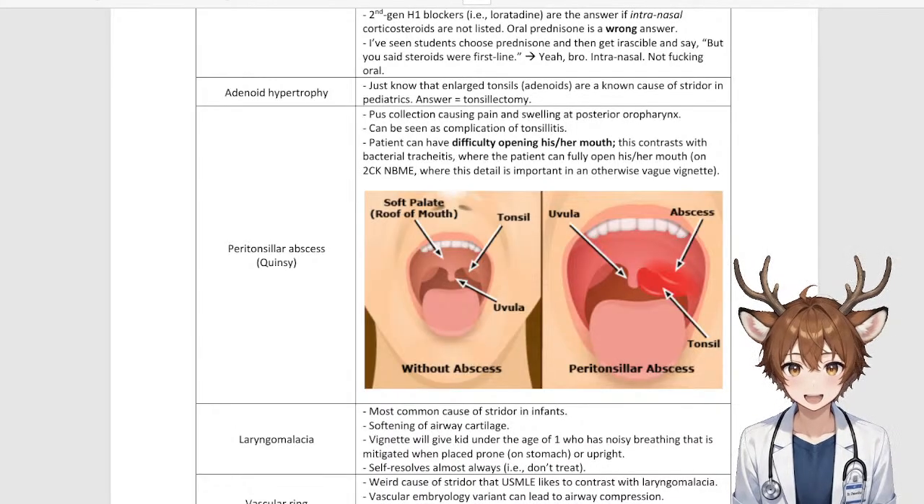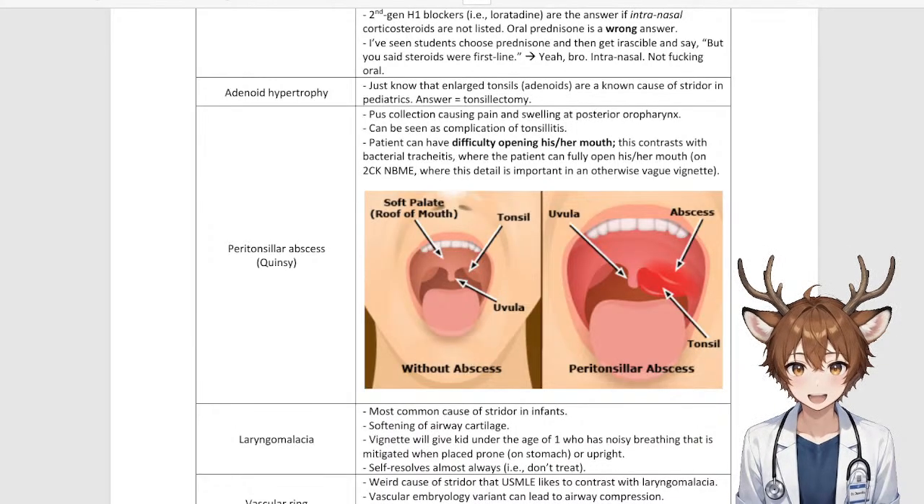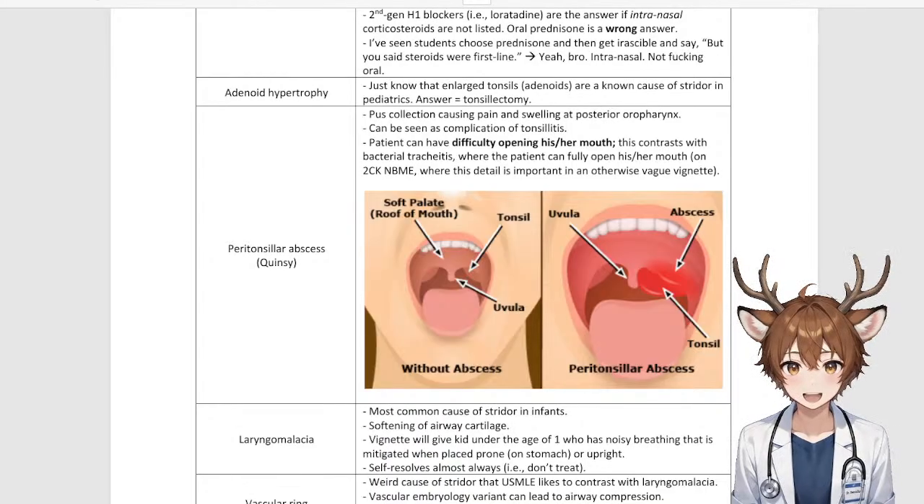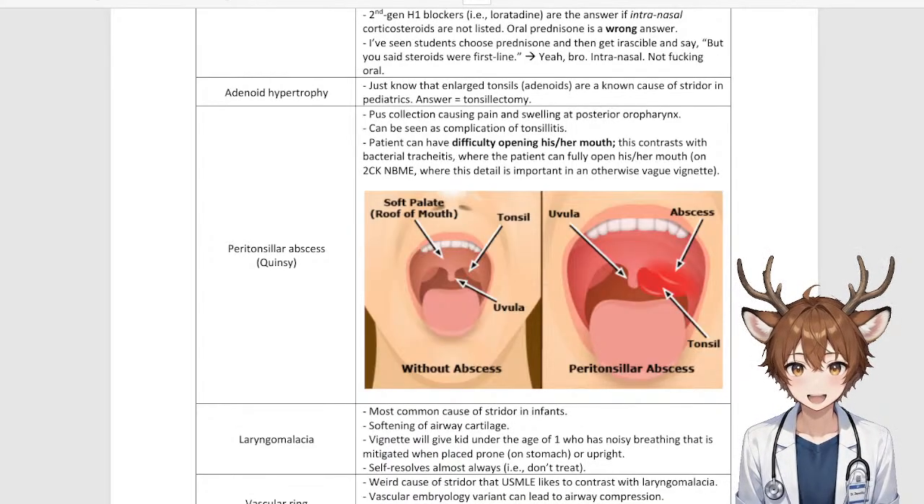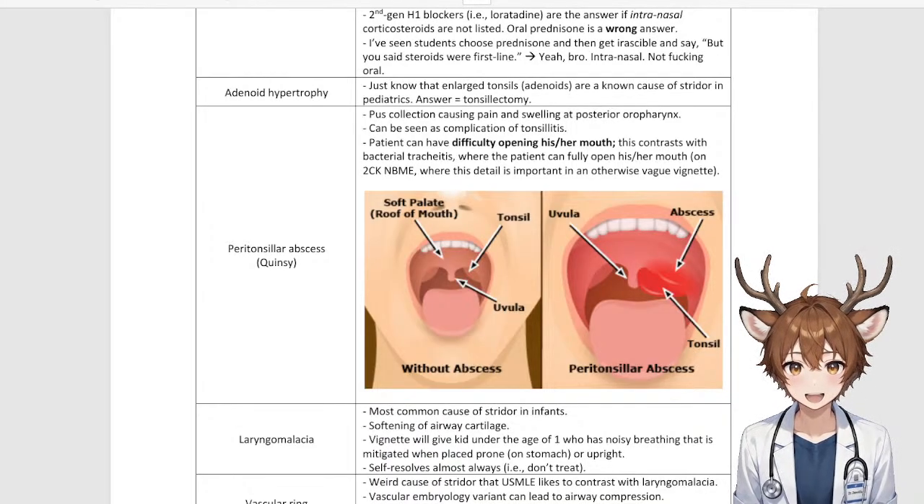Adenoid hypertrophy. Just know that the enlarged tonsils and adenoids are known to cause stridor in pediatrics. The answer would be tonsillectomy.